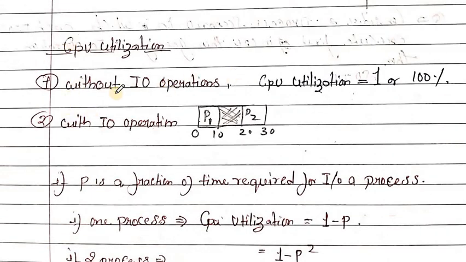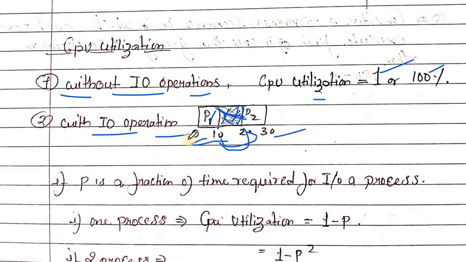Now the CPU utilization without input output operation will be 100%. Now if there is an input output operation, what happens? Here the process gets into the input output operation state. At that time the CPU is idle. Then after 20 seconds, another process P2 comes into the CPU. So in 0 to 30 units of time, there are 10 units of time in which the CPU is idle. Okay.